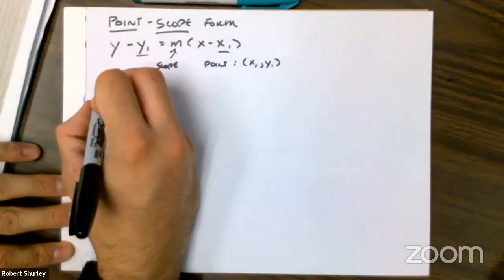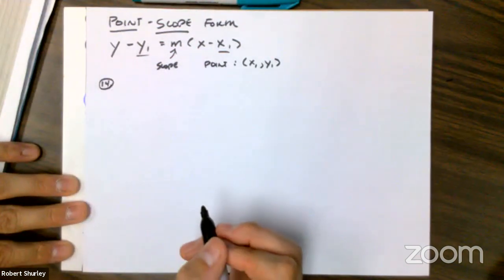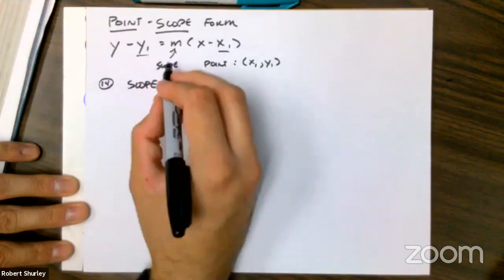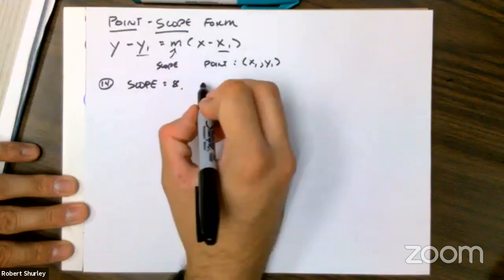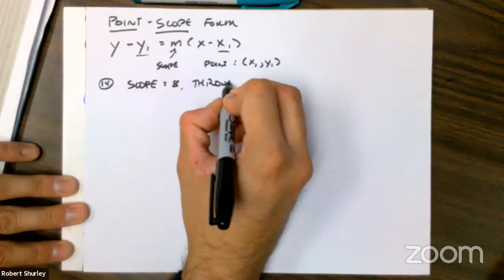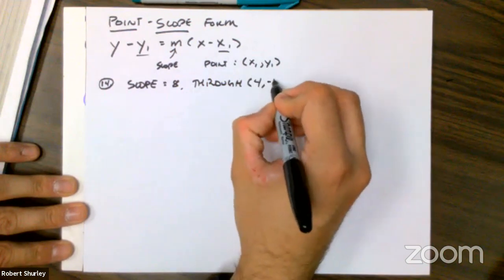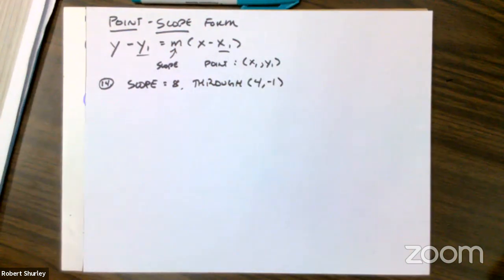Actually, I'm going to do number 14 because it's got a negative sign. Number 14 states we've got a slope of 8, and we go through (4, -1). The question states, in exercises 11 through 38, use the given condition to write an equation for each line in point slope form and slope intercept form. So I'm going to stick on point slope form first.